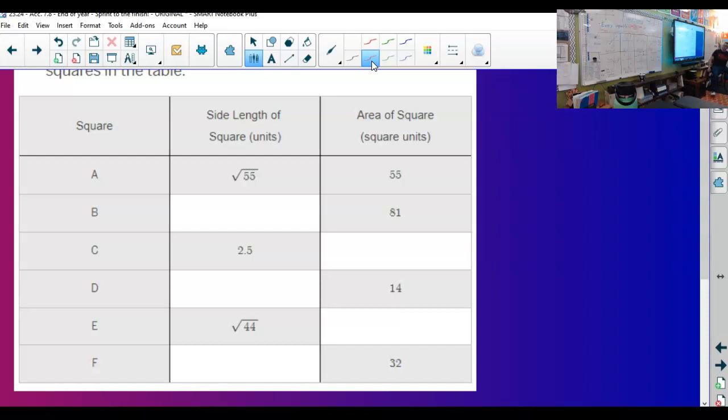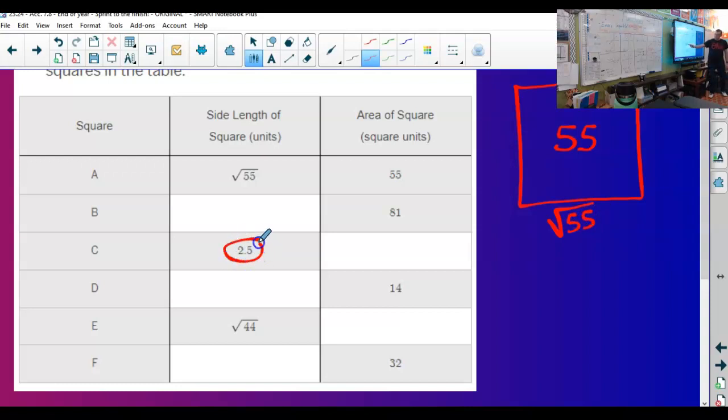So it's like the side length of the square is the square root of the area. Ooh, so if the area is 55, the side length is square root of that. But then, what happens when they give us the side length? Well, you would square it. Ooh, because if we want to make a square and they give us the side length, then how do we square a number? Well, you can make a square geometrically, or do what? Multiply by itself, and 2.5 times 2.5 is what? 6.25.